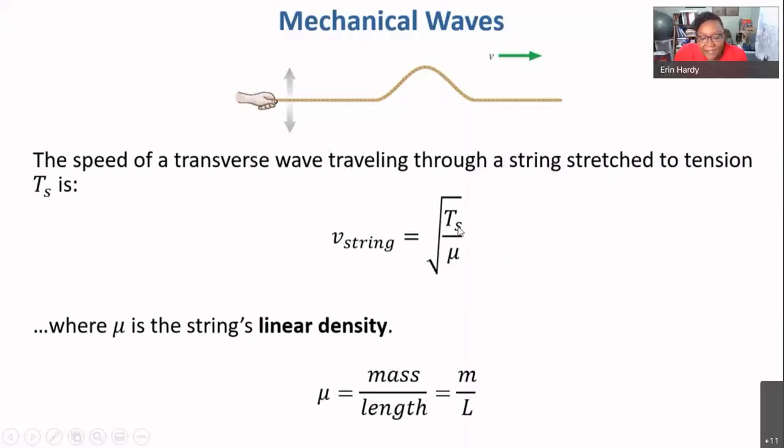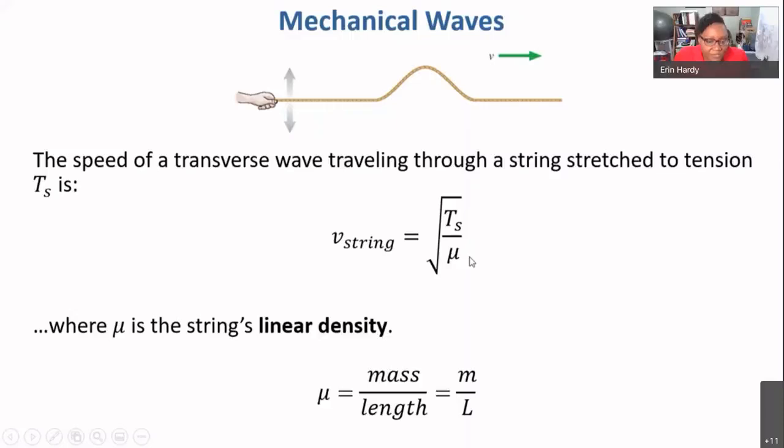T sub S here is going to be the magnitude of the tension vector that we can draw acting along this string. There's an S subscript here because we are also going to talk about the period of a wave, so the reciprocal of its frequency, in other words. So we have to have some way to tell the difference between capital T that means period, and capital T that means the magnitude of a tension vector. So T sub S is always going to be a string tension.